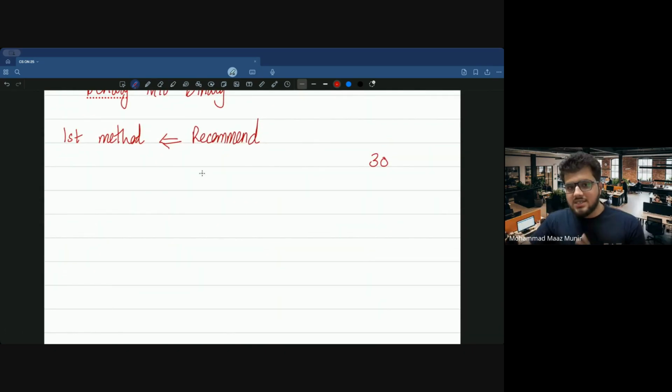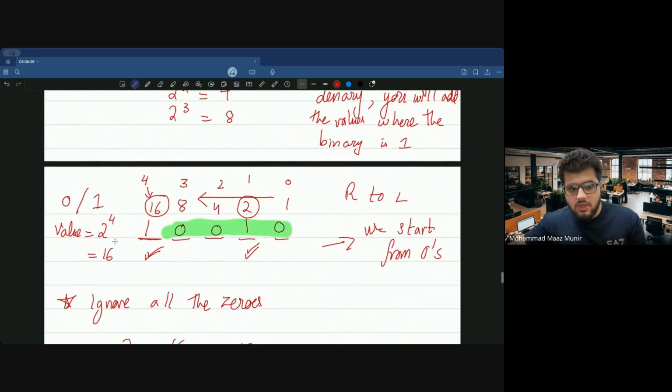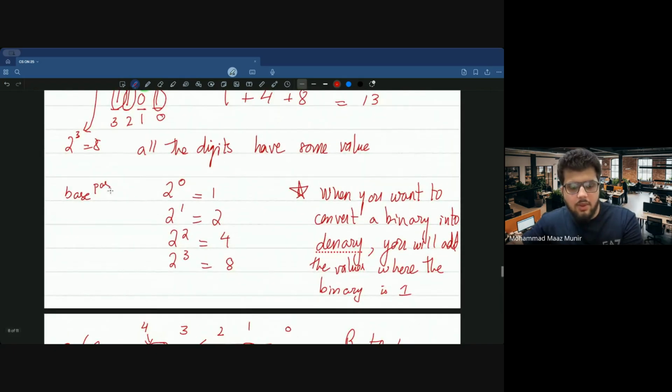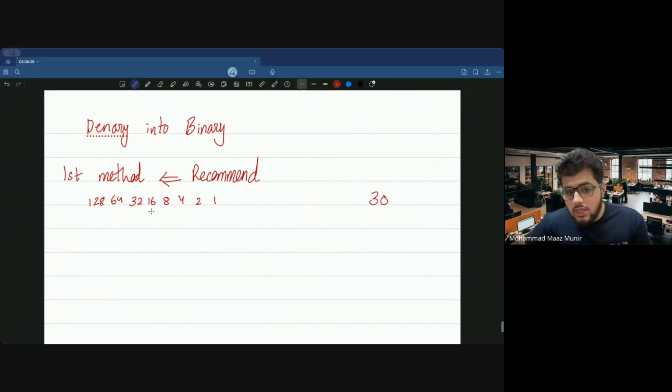Why not just write the values up here, starting from 1, 2, 4, 8, 16, 32, 64, and 128. Do you guys know how we found these values? We got them from the formula which we discussed yesterday: value V is equal to base raised to power position. Using that formula, we found the values for each of the positions.